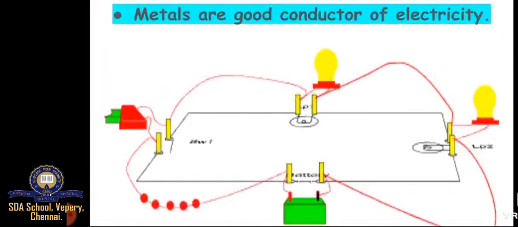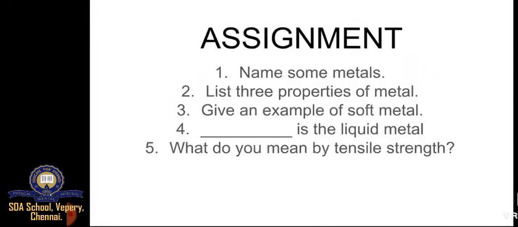Next, metals are good conductors of electricity. When we pass current through metals, for example copper wires, which we all know, a brown colored wire, the wire easily conducts electricity. So this is also one of the properties of metals, they can conduct electricity. These are the properties used to identify metals.